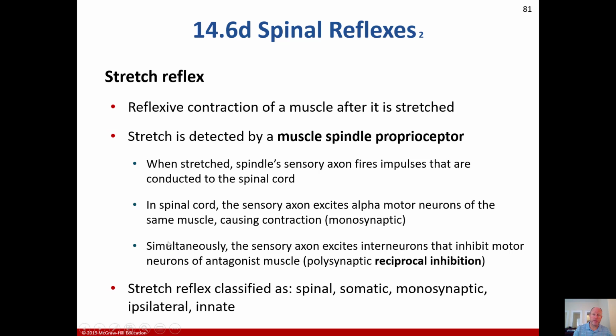Simultaneously, the sensory axon excites interneurons that inhibit motor neurons of the antagonistic muscle. That's the polysynaptic reciprocal inhibition. The opposing muscle, the antagonist, is basically inhibited in this case, getting it to not respond. The stretch reflex is classified as spinal, somatic, monosynaptic, ipsilateral, or innate.